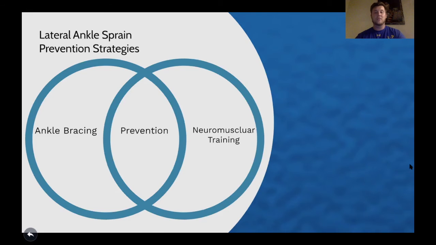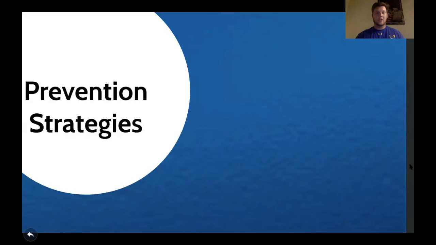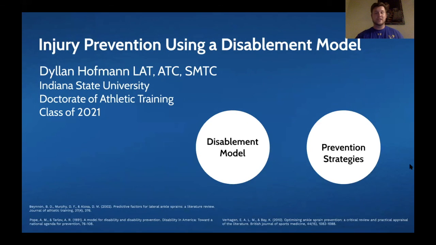And along with that, ankle bracing is increasing their neuromuscular training and control in the leg and lower extremity and even the core. And those two together can really help us prevent some injuries and hopefully stop this disabling process from occurring and keep our patients living a higher quality of health-related care and life. So that is my presentation on injury prevention using a disablement model.